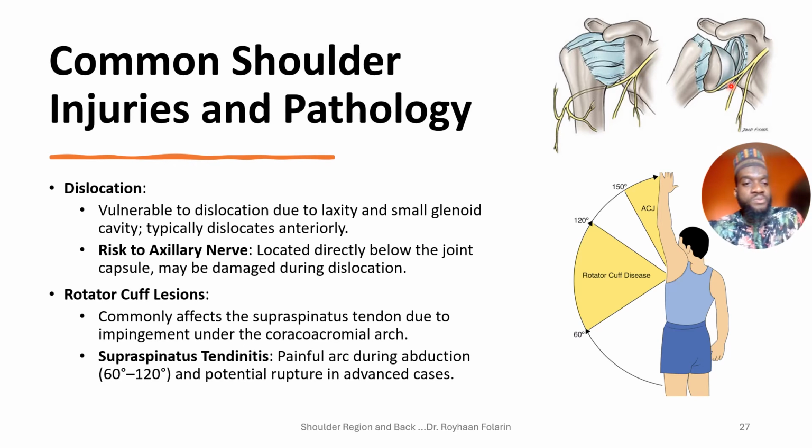Also, the rotator cuff muscles can be lesioned, and this commonly affects the supraspinatus, especially the tendon of the supraspinatus, due to its impingement under the coracoacromial arch. Whenever the tendon of this muscle is inflamed, it gives a painful arc during abduction. And usually for a person that has injury to the supraspinatus, which is one of the muscles in the rotator cuff that we discussed earlier, the range of movement is usually between 60 and 120. Usually they are not able to go beyond 120 whenever they are abducting the upper limb at the shoulder joint. So for a person that has supraspinatus tendinitis, there is a potential rupture that could happen in further advanced cases.